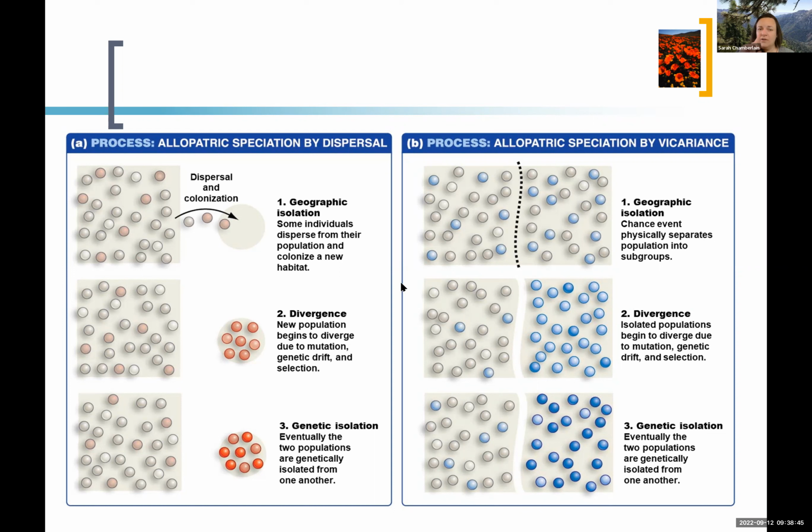Now, here's an important thing, and that is step number 2. After the separation occurs, there has to be some sort of evolutionary force, whether it's a mutation, genetic drift, or natural selection, whatever it is, something that fundamentally changes the allele frequencies in that population. Or in some cases, it's not just changing allele frequency.